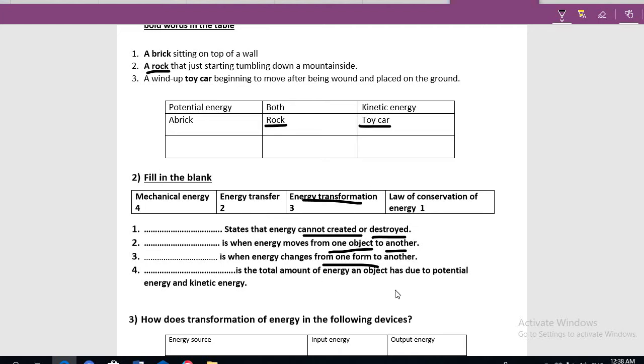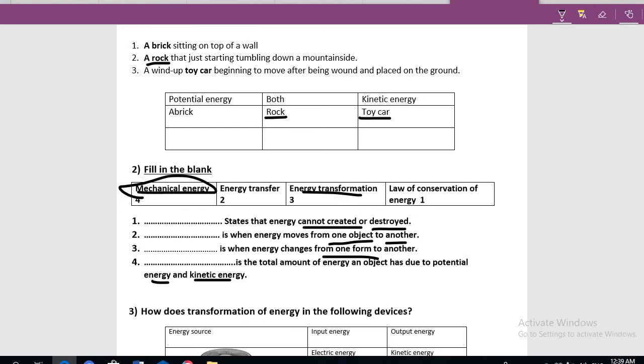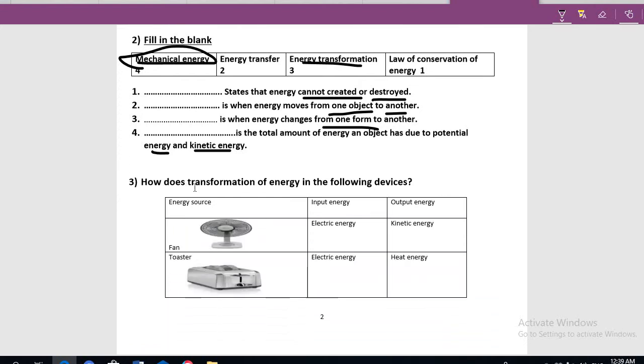The total amount of energy an object has due to potential and kinetic energy is mechanical energy. How does transformation of energy happen in the following devices? Energy transformation means energy moves from one form to another. For example, an electric fan: input energy is electric energy, output is kinetic energy, the energy of motion. Toaster: input energy is electric energy, and this electric energy changes into heat energy.